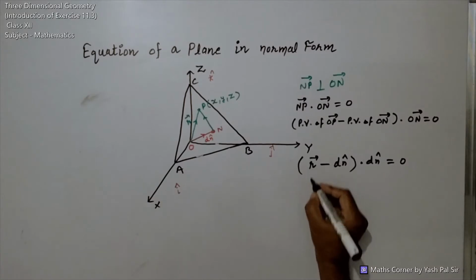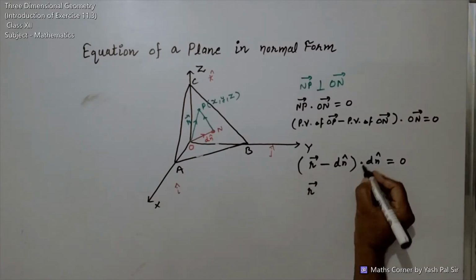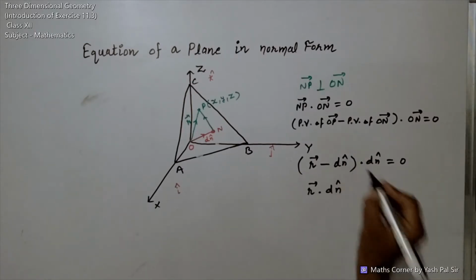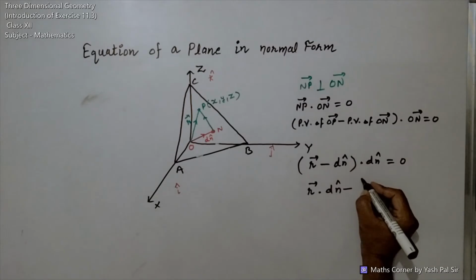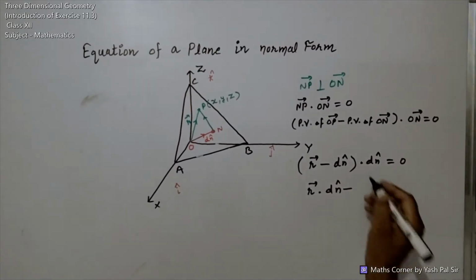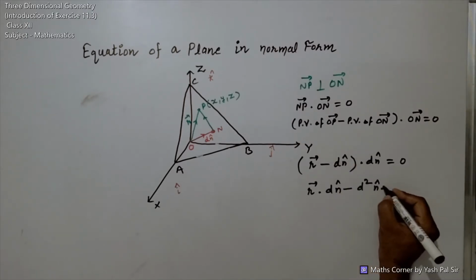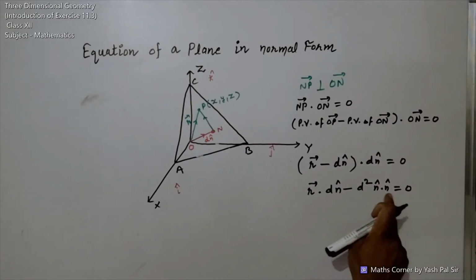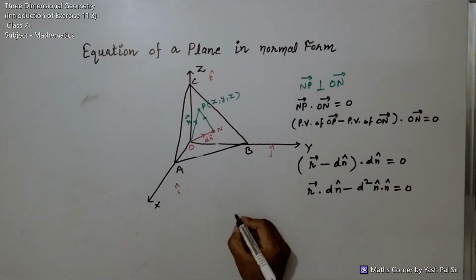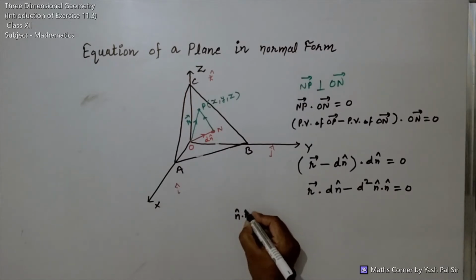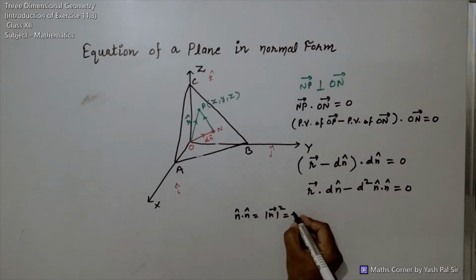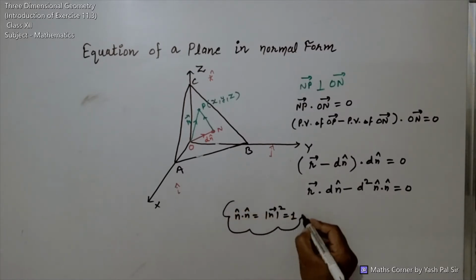Now we can write this as vector r dot d n cap minus d into d square n cap dot n cap is equal to 0. Now because n is the unit normal vector, n dot n is equal to magnitude of n whole square and its value is 1.